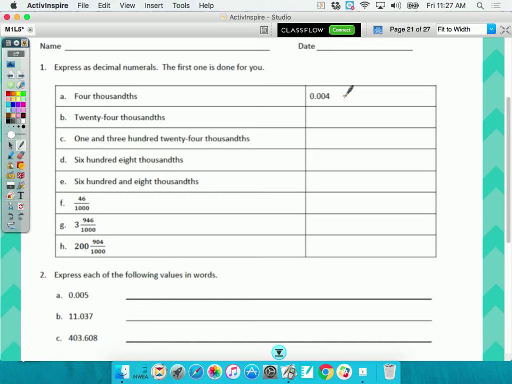Okay? So, I want you to practice B through H by yourself. Now, here's what I want you to look at. You're going to see things on here that we haven't practiced yet, but you can use what you already learned to figure out these new things. So, give it a try. All right?